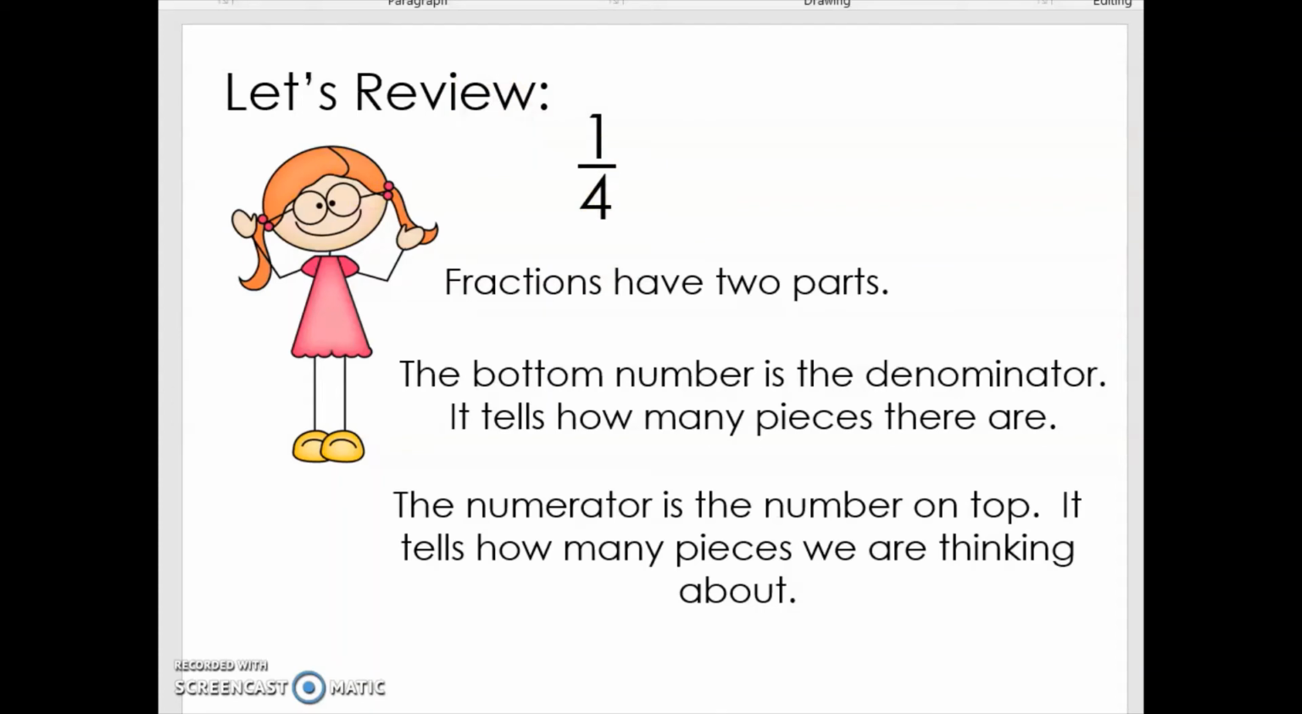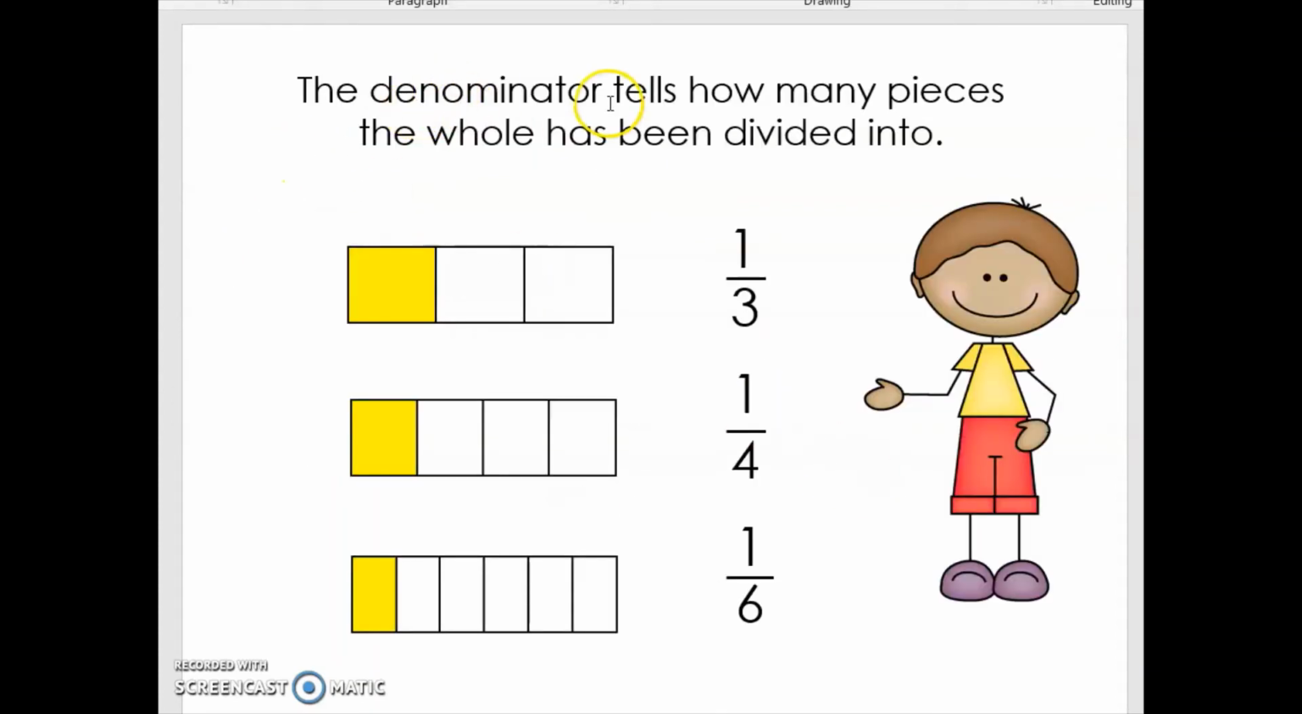Okay? So now, the denominator tells us how many pieces the whole thing is divided into. This is 3 pieces, 1 out of 3. This is divided into 4 pieces, 1 out of 4. This is divided into 6 pieces, 1 out of 6 is shaded. Look at the size, 1/3, 1/4, 1/6. How does it look? Big, a little smaller, the smallest one on this page, right?